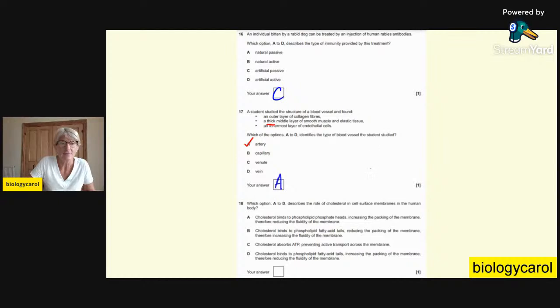So it is A. Which option, A to D, describes the role of cholesterol in cell surface membranes in the human body?